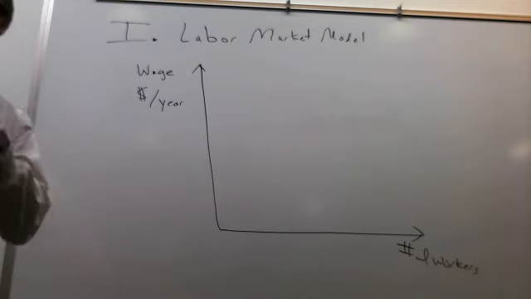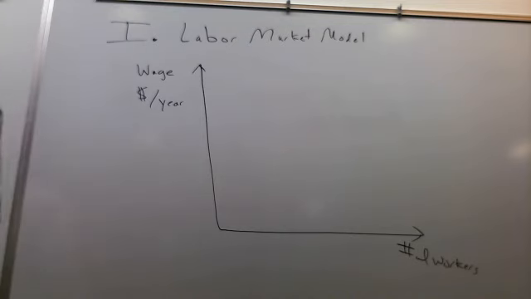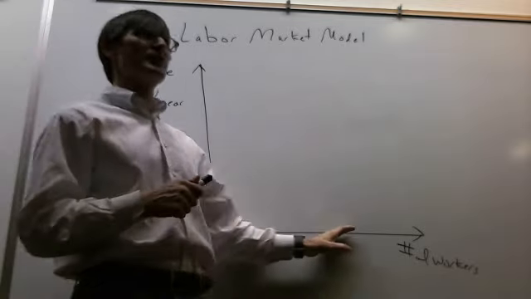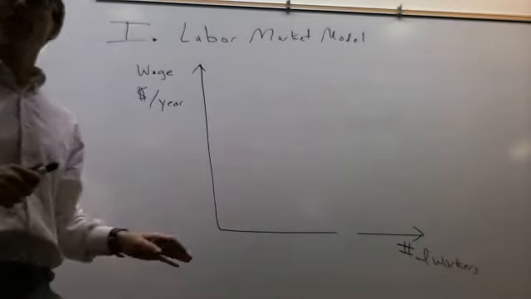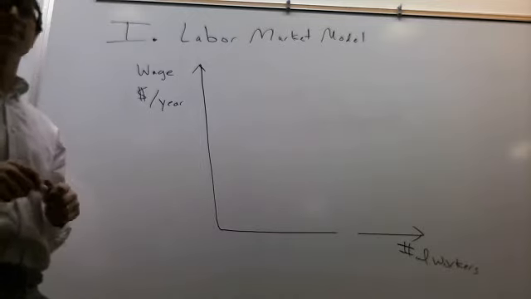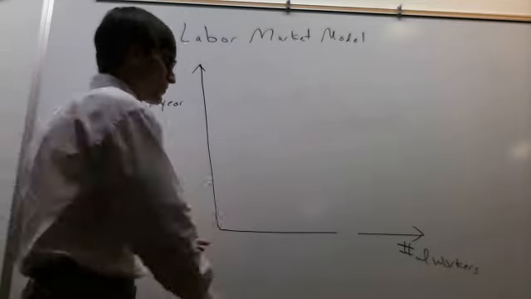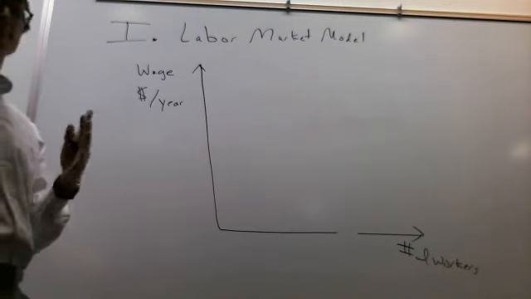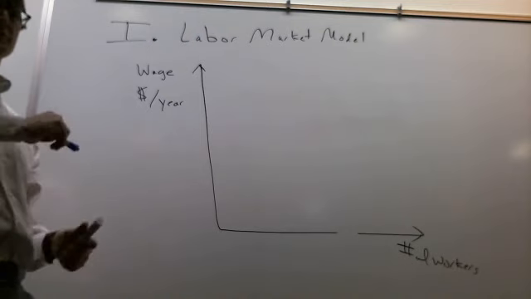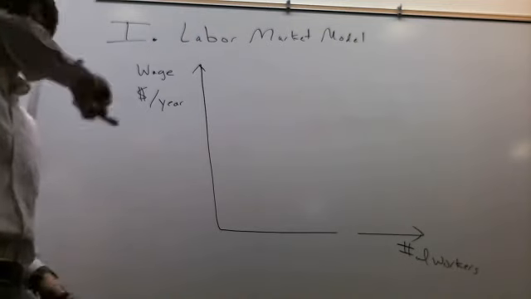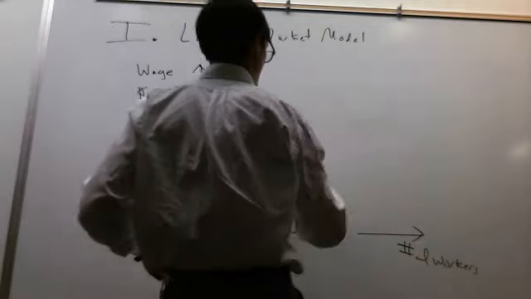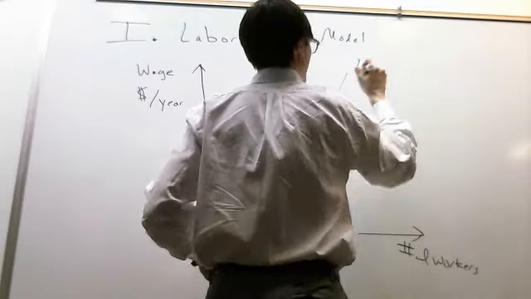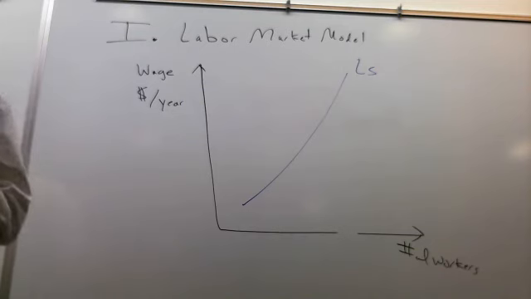Not surprisingly, what do you think the supply curve is going to look like? So as the wage rate increases, how many more people are going to be willing to work? Are there going to be fewer or more? More. So we would describe the supply curve as being increasing or upward sloping, right? So we have an upward sloping supply curve, and we'll just label that as LS for labor supply.